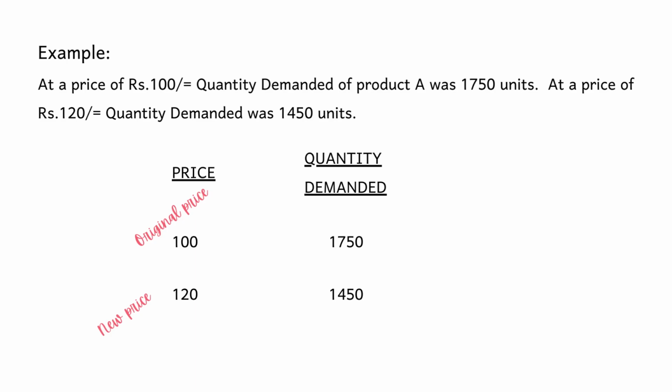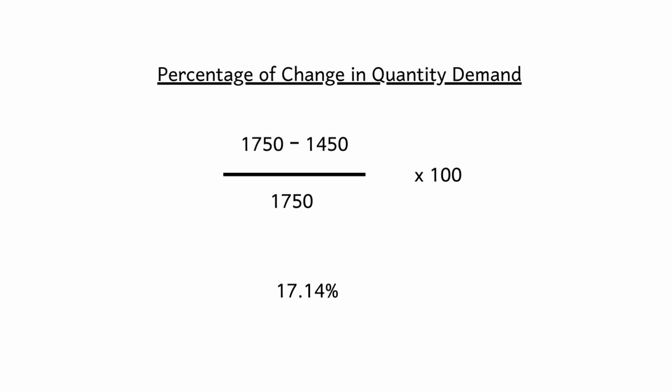At a price of 100, quantity demanded of product A was 1750 units. At a price of 120, quantity demanded was 1450 units. To calculate the percentage change in quantity demanded, we have to deduct the new demand from the original demand, divide the answer by the original demand, and multiply it by 100 to get the percentage.